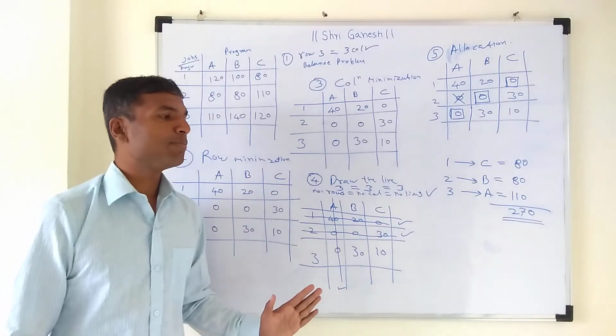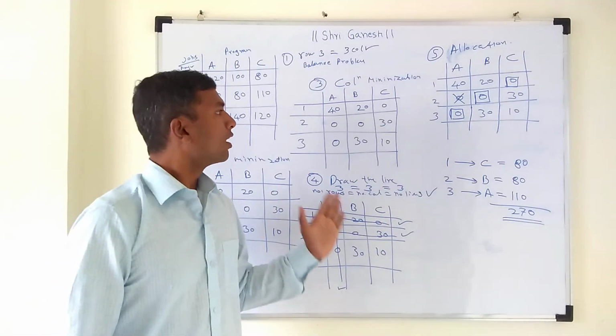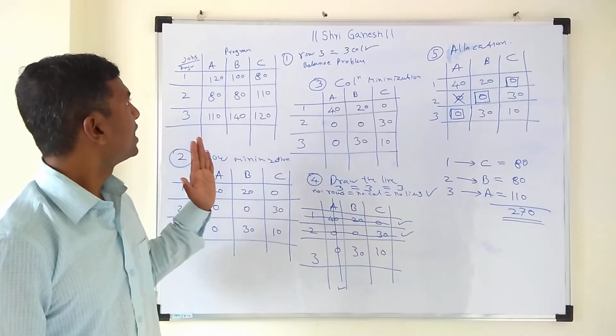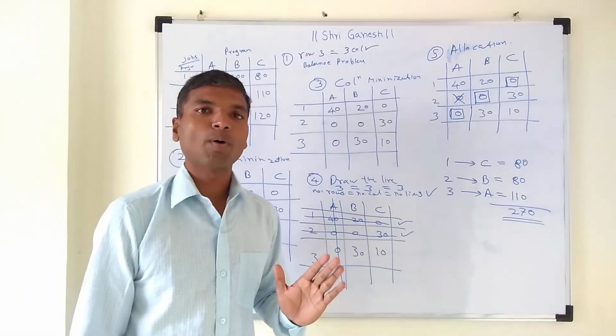So this is the very simple way to solve the assignment problem, minimization assignment problem, with the help of the Hungarian method.